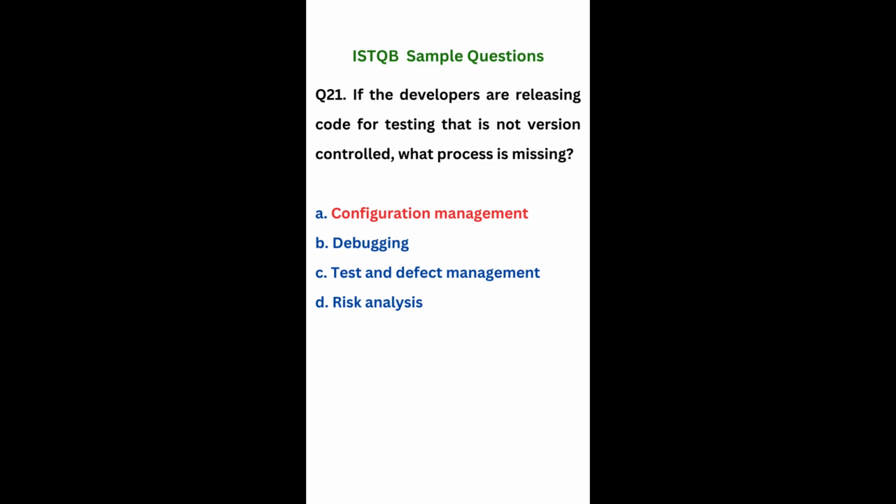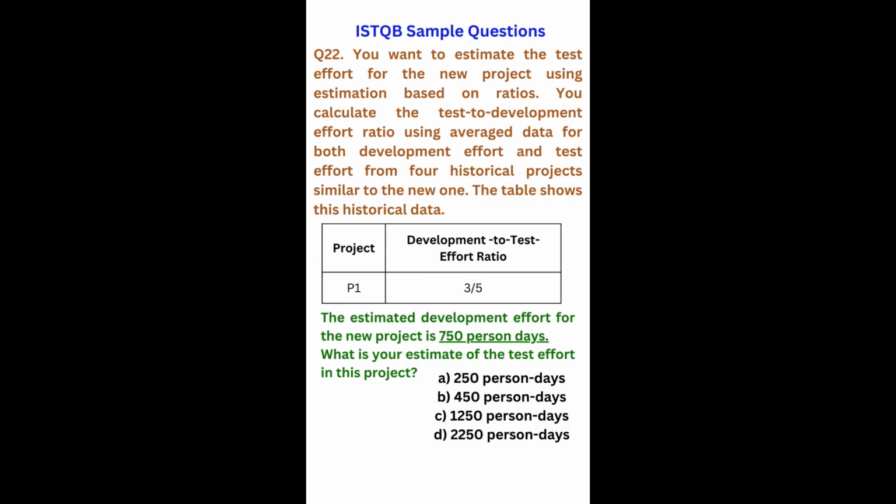Configuration management. Question 22. You want to estimate the test effort for the new project using estimation based on ratios. You calculate the test to development effort ratio using average data for both development effort and test effort from 4 historical projects similar to the new one. The table shows this historical data. The estimated development effort for the new project is 750 person days. What is your estimate of the test effort in this project?